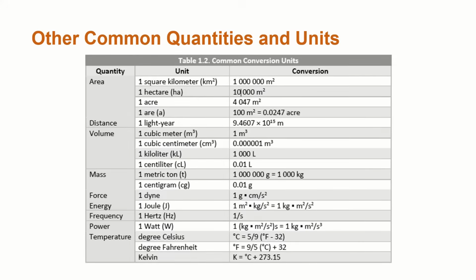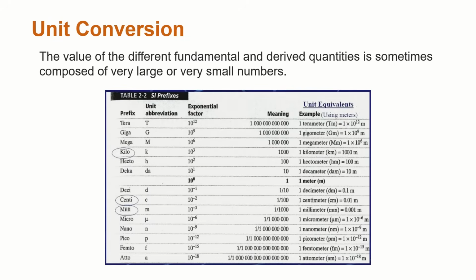So most of the countries or regions prefer metric system because it is easier to relate or convert smaller units to its equivalent larger unit of measurement for the same physical quantity. So the value of the different fundamental and derived quantities is sometimes composed of very large or very small numbers. So in converting from your base unit to its larger equivalent or smaller equivalent, of course you need some conversion factor. So in metric system, it is easier because you just need to recall this exponential factor of multiples of 10 raised to a certain degree of exponent.